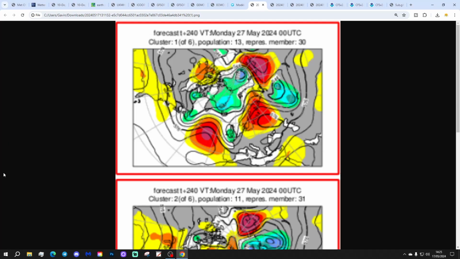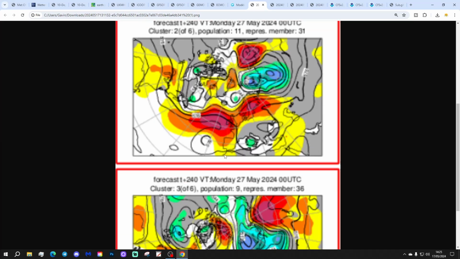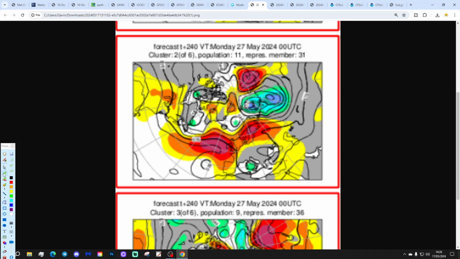So by the time we get through the bank holiday, we're mostly dry and probably quite warm with that. These are the options on the table within the ECM ensembles today for day 10 from ecmwf.int. This gets us to the 27th of May. So 13 members of the ECM ensembles with a trough of low pressure across the UK and Ireland, rather showery and unsettled there at day 10.